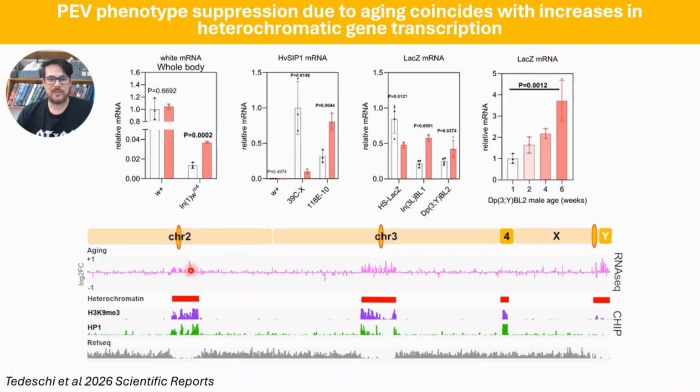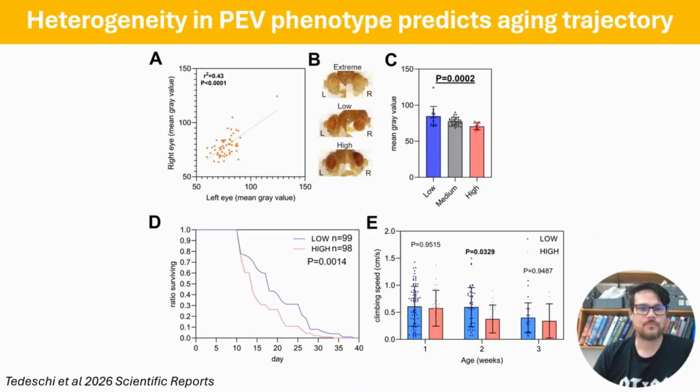We see that there are some regions of increased transcription in old age flies compared to young age, and they tend to coincide with these heterochromatin enriched regions near a centromere, say for example of chromosome 2, chromosome 3, and the Y chromosome, which has a great deal of heterochromatin within it. So it suggests that not only do we see this heterochromatin loss in the phenotypes in the eyes, but also in the transcriptional profile of these genes that are located in heterochromatin.